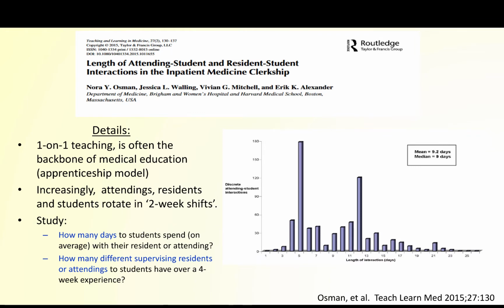Here's a second figure from the same article. On the x-axis here, it's simply the length of interaction. How many days total together do the students spend with your average supervisor, either a resident or an attending? And you will see here that on average 5 days was the most common, also then 12 days the second most common. This was very powerful and was able to be published in the journal Teaching and Learning in Medicine.